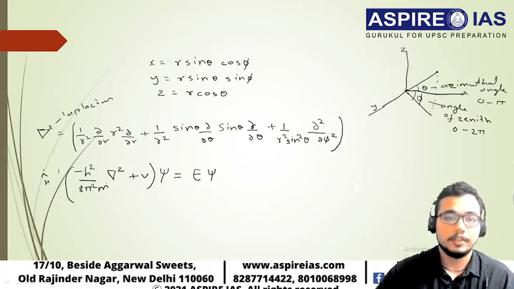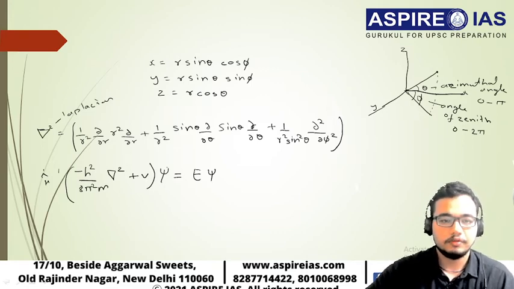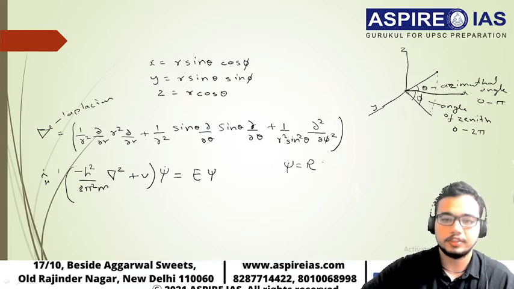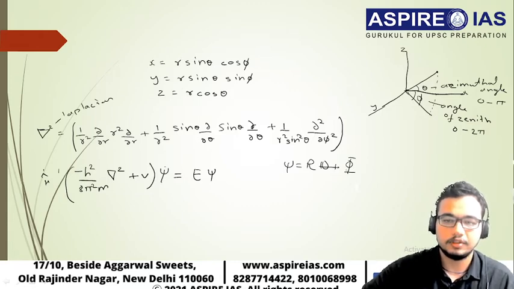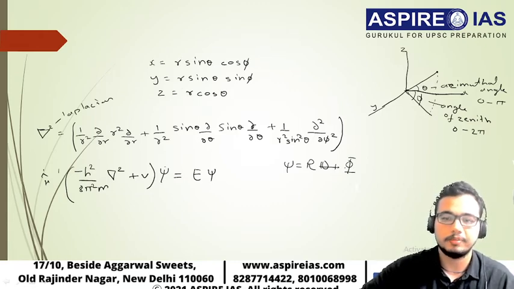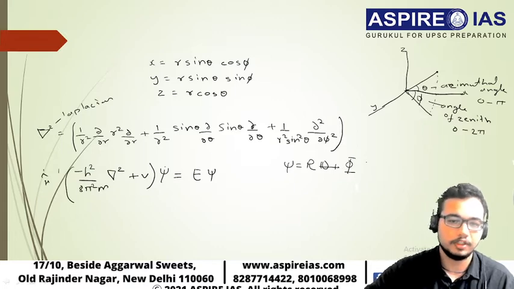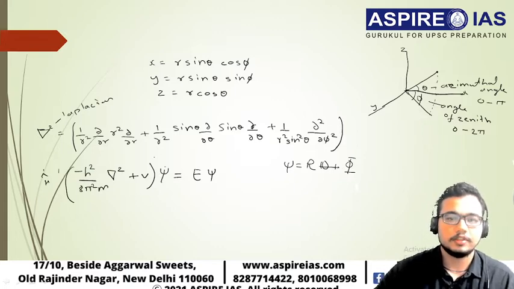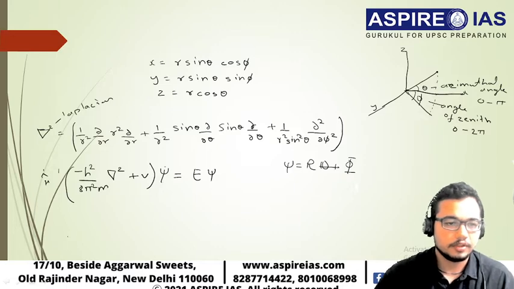Now let us solve this. First we will identify this psi as representing three components, that is radial, the component for theta, and the component for phi. This one you can say capital theta and capital phi, R, theta and phi. Alright, so now let us put all these values in our equation.